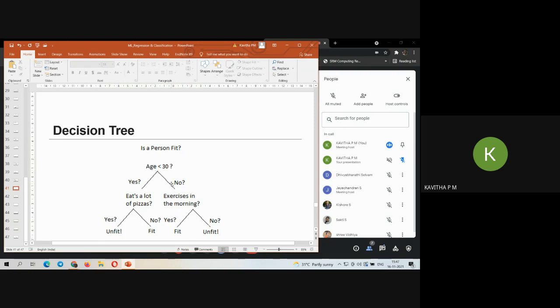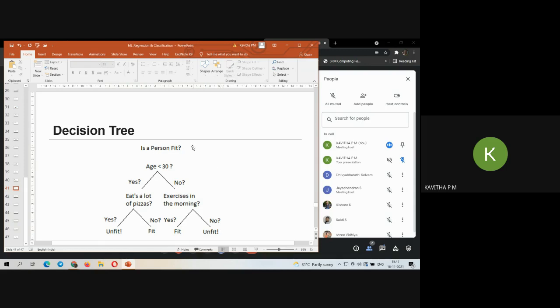If the person is greater than 30, what happens? Sorry, if he is less than 30, what happens? If this particular condition becomes no, and even then he is exercising in the morning, if yes, he'll be considered fit. If he is not exercising in the morning, he is considered to be unfit.